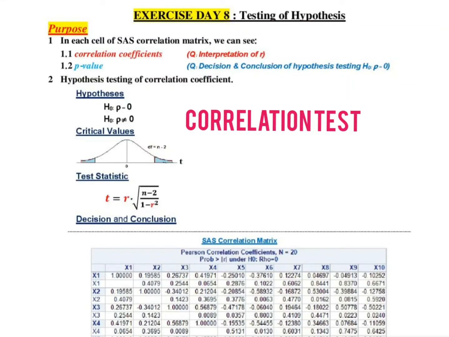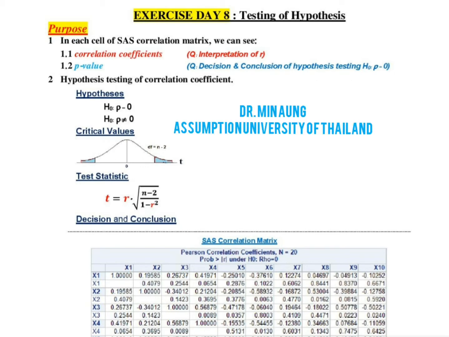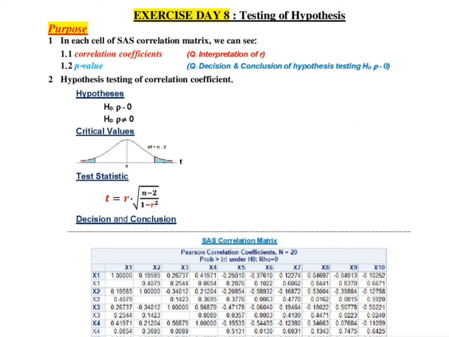Exercise Day 8. Testing of hypothesis. Purpose 1. In each cell of the correlation matrix, we can see correlation coefficients. Interpretation of R, question type. So the correlation matrix is here. Interpretations of R.